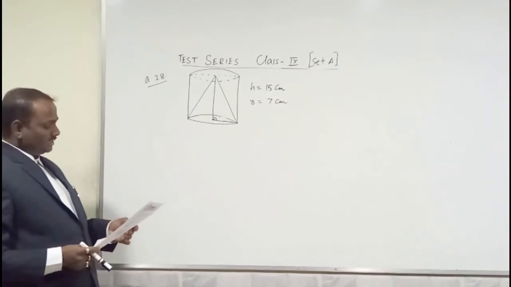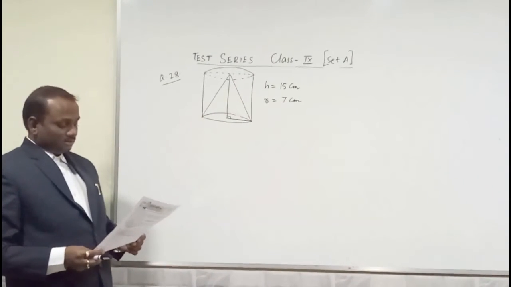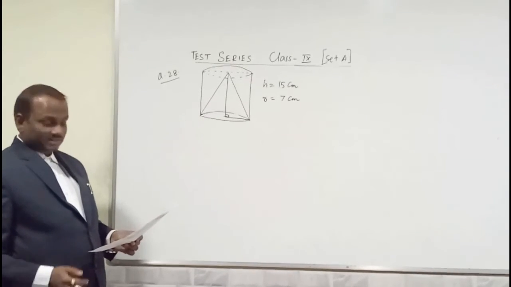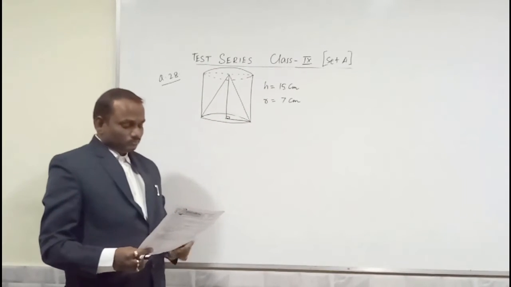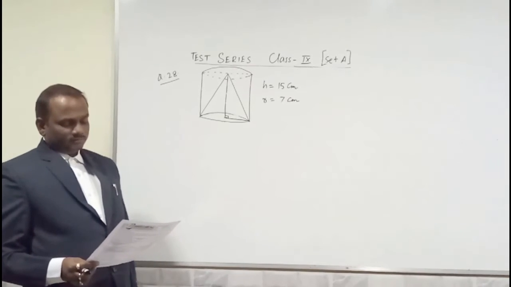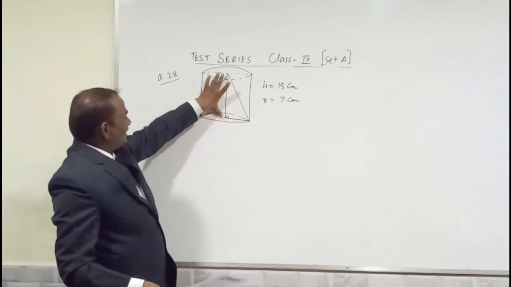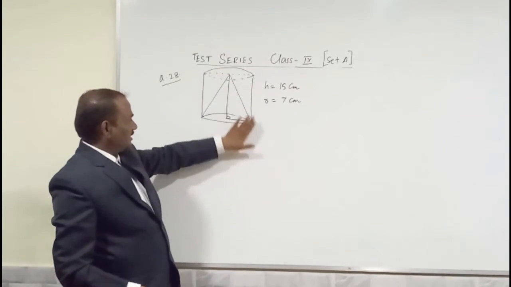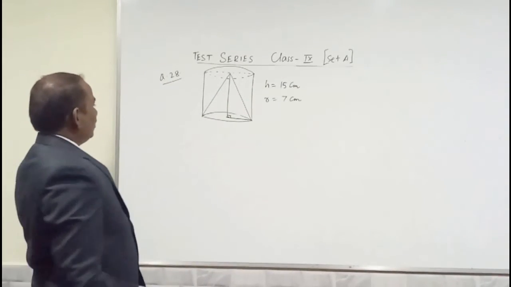Question number 28. Here it is given that from a solid cylinder with height 15 meter and radius 7 centimeter, this is the cylinder, its height is given and the radius is also given. From this, a right circular cone of the same height and same base is removed. So this cone, whose height is the same as the cylinder and whose radius is also equal to the cylinder's, has been cut out. The question is: find the volume of the remaining solid.